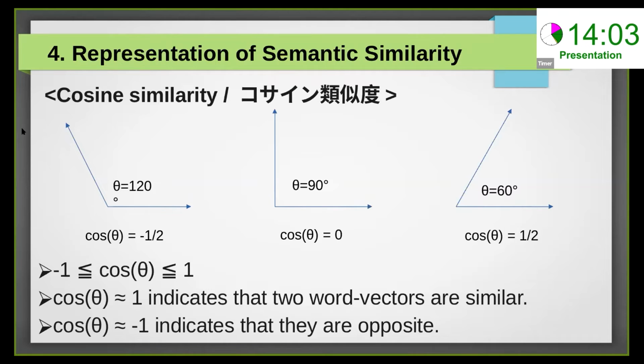On the other hand, if the two vectors are facing in the opposite direction, then the angle made by the two word vectors is bigger, and the cosine theta is getting closer to -1. That indicates they are opposite. The two word vectors are opposite.